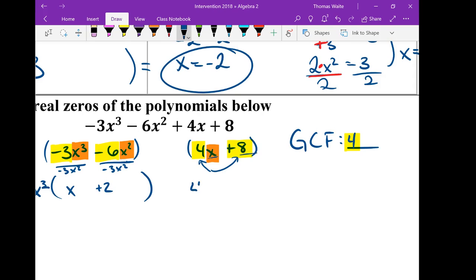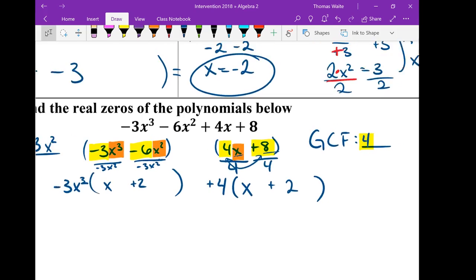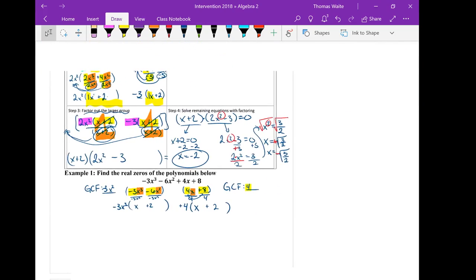So again, we're going to write our common factor down here, pulled out. We got to divide by our 4, divide by our factor. 4 divided by 4 is 1, so that's going to be x. 8 divided by 4 is just 2. Nice. So here we have, this is kind of like the end of our step 2.